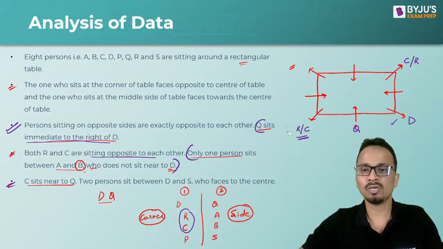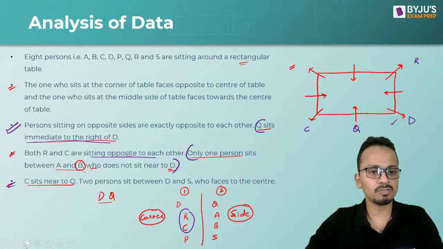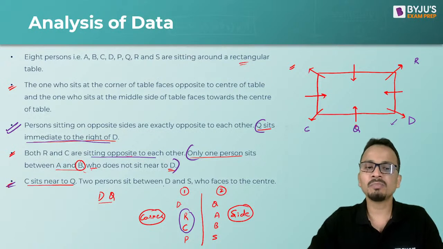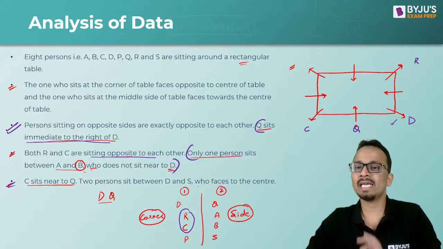Right? So I'll remove R from here and R will sit opposite. Okay? Up till this point, we all are clear. Next, two persons sit between D and S. S faces the center. Okay? Now two persons will sit between D and S.